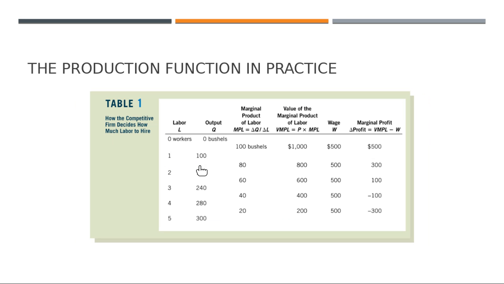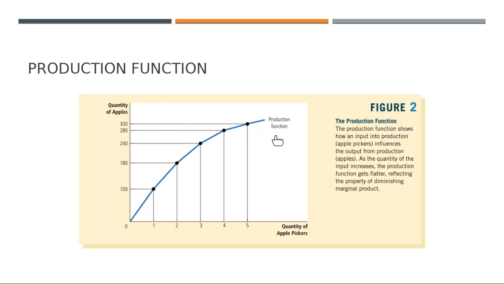So if we pop back to the previous table, we see, oh yeah, 1 worker equaled 100 output, 100 bushels was the marginal product of their labor. And similarly, we see that over here, where the value of the marginal product of labor is the slope between each worker hired.